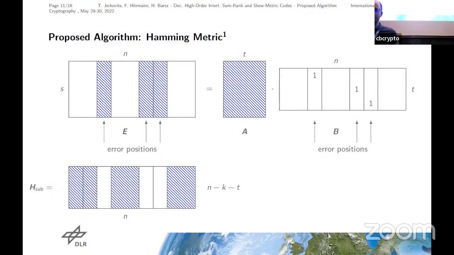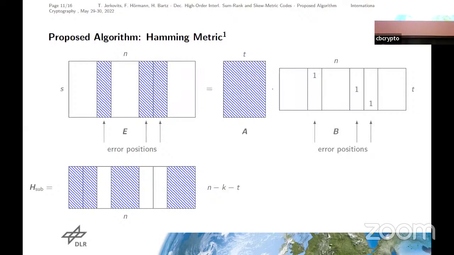Okay, now I want to illustrate a bit more the difference of the algorithm working for the Hamming metric, the rank metric, and then the sum-rank metric. So let's consider first the special case of the Hamming metric, where we have the error. Let's assume we have three errors, at these three positions. Then this can be decomposed as A times B, where A is a matrix over FQM and B is a matrix over FQ, and it has a special form where we have the unit vectors at the positions of the errors.